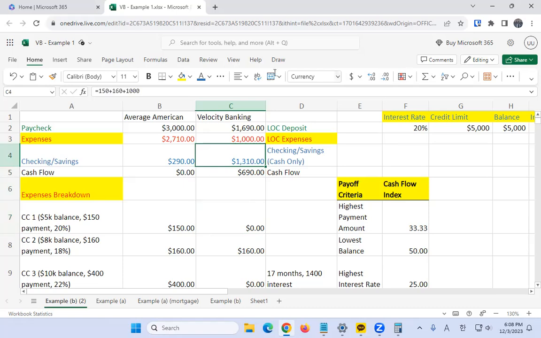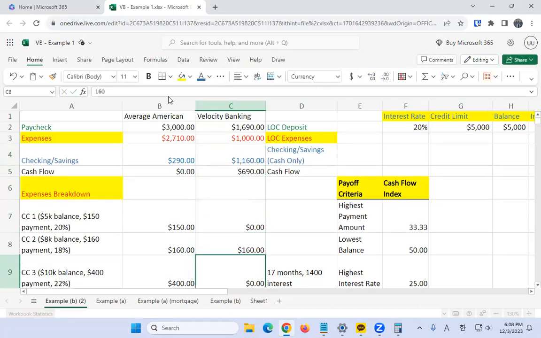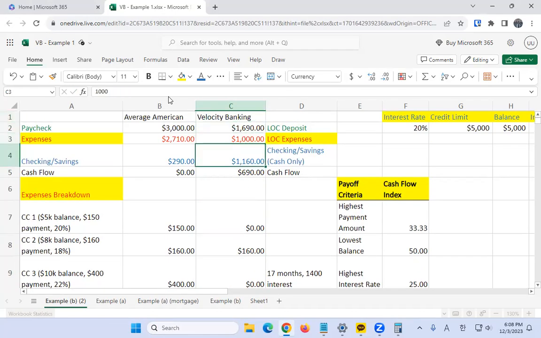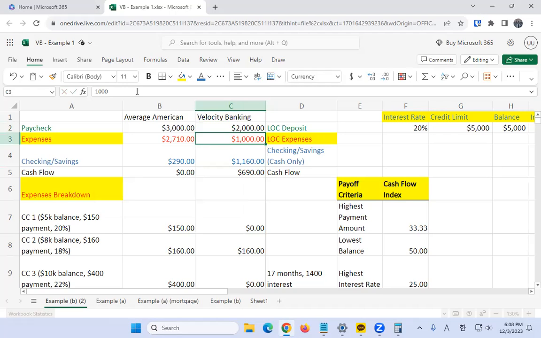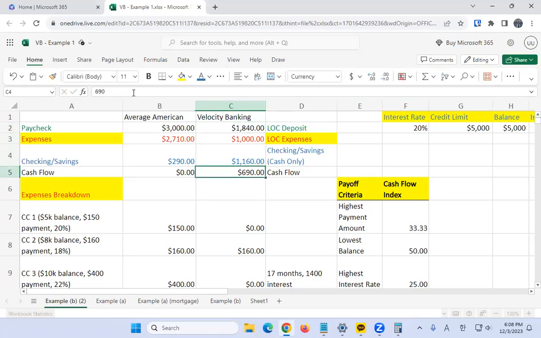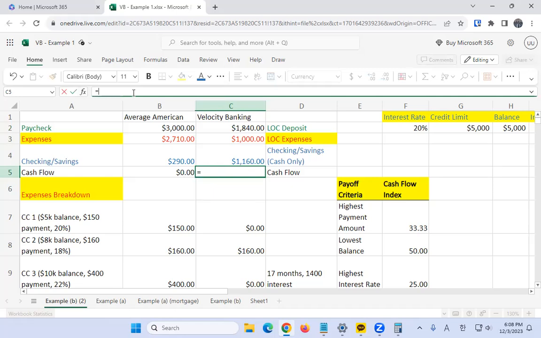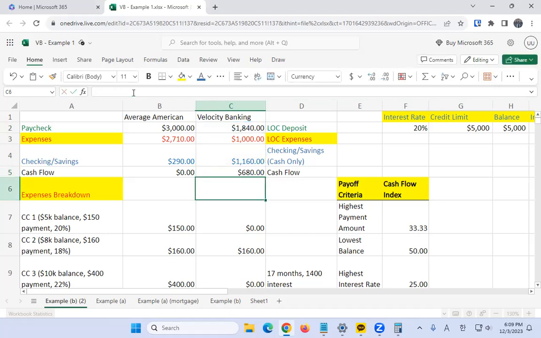Okay, so now what we do is we refactor what's going to be cash only as our expenses. So it's going to be the second credit card as well as the rent, because the rent's always going to be there. Okay. And then now what we're going to do is we're going to minus this. Whoopsie. So it'd be, I'm sorry, C4. So now our new cash flow will be C2 minus C4. Okay. So it'll be $680, right?